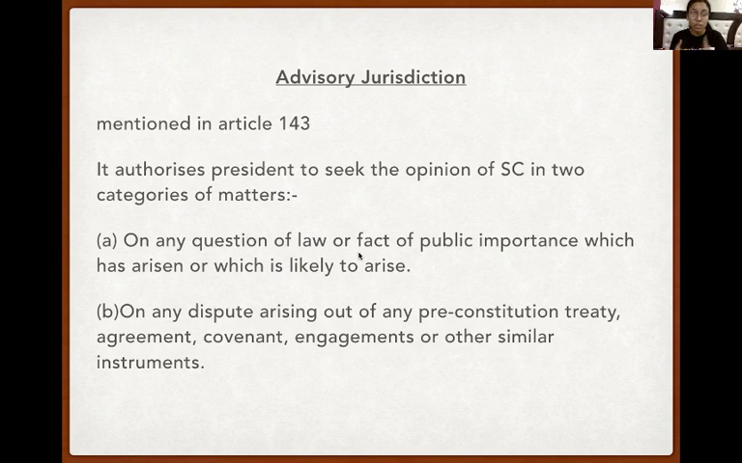This public importance here plays a very important part, okay. There should be no question of personal importance. Always and always, whenever president will ask the opinion of Supreme Court, it will be on the facts or law of public importance, okay. नेक्स्ट इज ऑन ऑल्सो किस मैटर पे जो है प्रेसिडेंट सुप्रीम कोर्ट का ओपिनियन मांग सकते हैं? ऑन अ डिस्प्यूट अराइजिंग आउट ऑफ एनी प्री कॉन्स्टिट्यूशनल ट्रीटी, अग्रीमेंट, कोवेनेंट, अरेंजमेंट्स, एंगेजमेंट्स और अदर सिमिलर इंस्ट्रूमेंट.